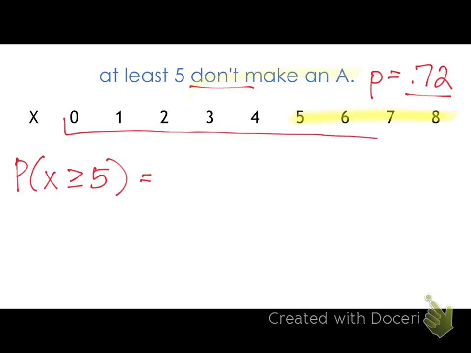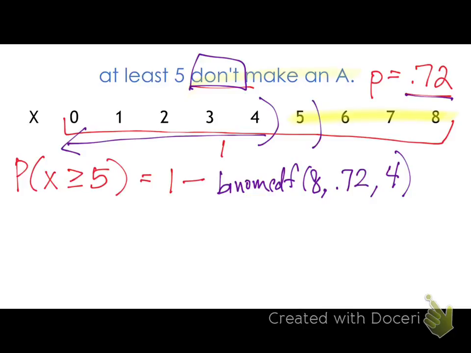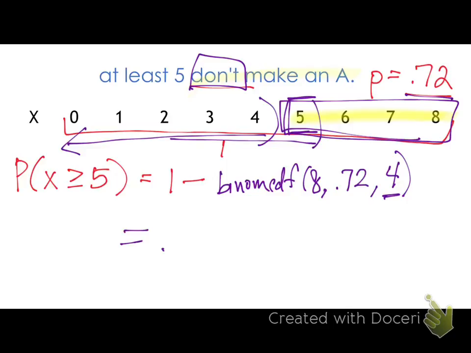Greater than or equal to means I do 1 minus, because it's greater than. 1 minus, then I want to subtract away binomial CDF of 8, 0.72, because I changed it to be don't make an A. And I want to subtract away 4 and everything below. So I put a 4 here. Do not put a 5, because if I put a 5, then it would subtract 5. And I want to keep 5. I want 5 to be in the numbers that I keep. So I put a 4 here. And once you plug that into your calculator, you should get 0.9562.